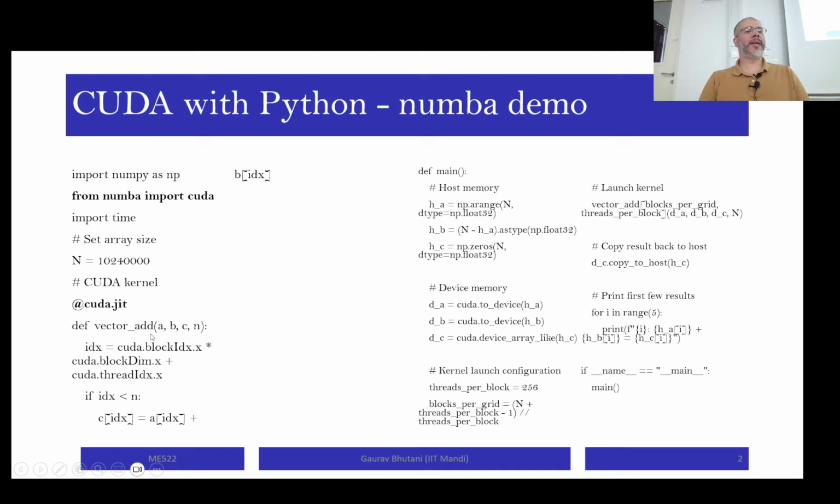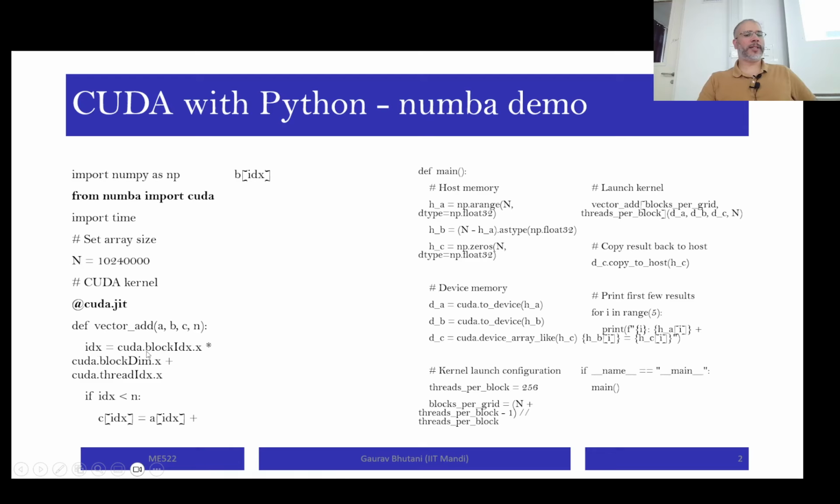So vector_add is the kernel function here, which again is very similar. It takes in arguments a, b and c, which are the vectors a, b and c, and it takes the size of the vectors as well. Then you have a variable called idx, which is basically the same as what you had in the CUDA C function.